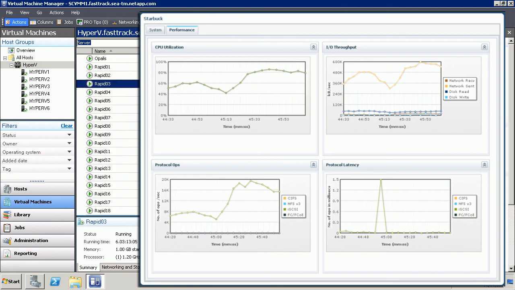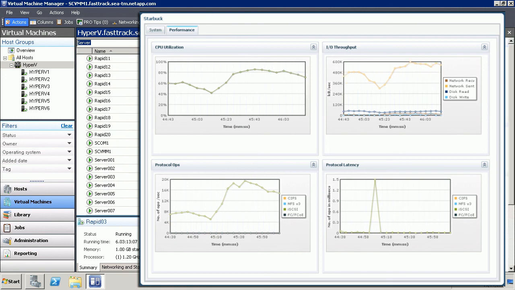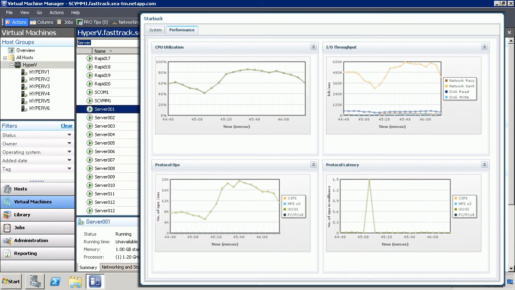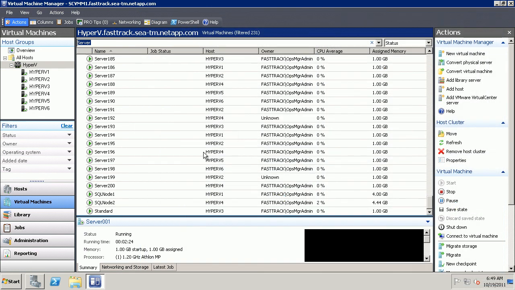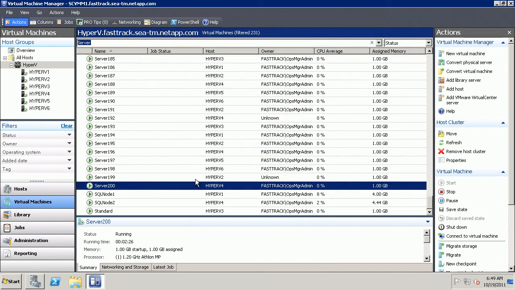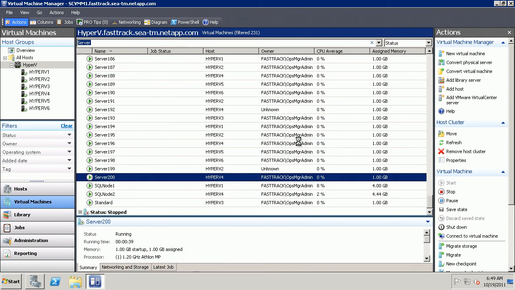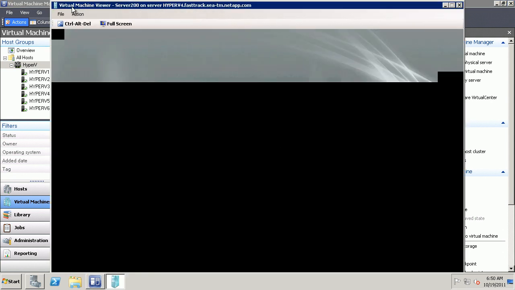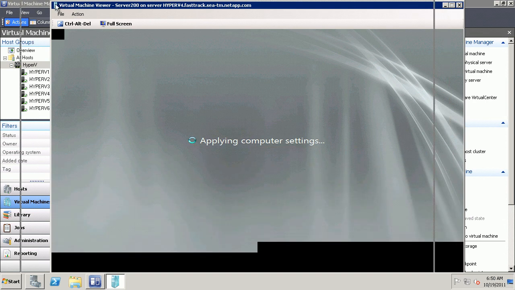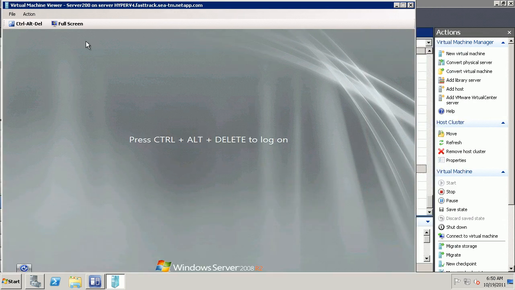And at this point, all our VMs are started. And you'll see both the protocol ops and I/O throughput just absolutely nosedive because they're all up. To prove it, let's go ahead and connect to the very last VM that started, server 200. We'll open the console on this bad boy. And there it is, fully booted. 200 virtual machines in under 4 minutes.